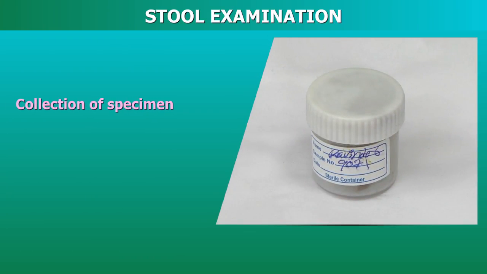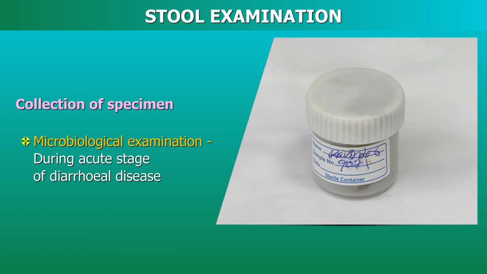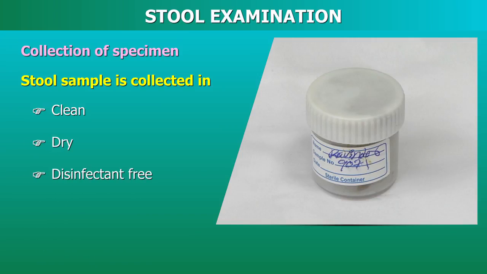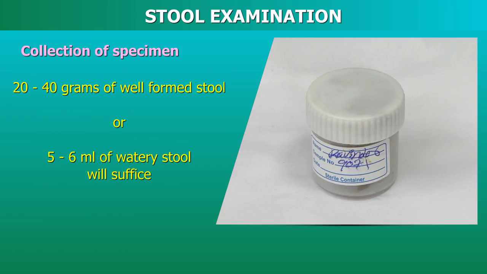Collection of the stool specimen. The feces for the microbiological examination should be collected during the acute stage of the diarrheal disease. Ask the patient to pass the stool sample in a clean, dry, disinfectant-free, suitable white-necked container or a plastic cup with a tight-fitting lid. About 20 to 40 grams of well-formed stool or 5 to 6 ml of watery stool will suffice for a routine examination.